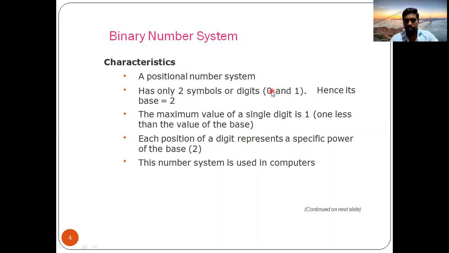The range of these numbers is 2, because they have only two digits, one is 0 and one is 1. Therefore the base value is 2. 0 is the minimum value and 1 is the maximum value. Clear? As the base value is 2, what is the scaling factor here? The scaling factor is the base value power n. So here the base value is 2, and 2 power n is the scaling factor of this number system. Clear?